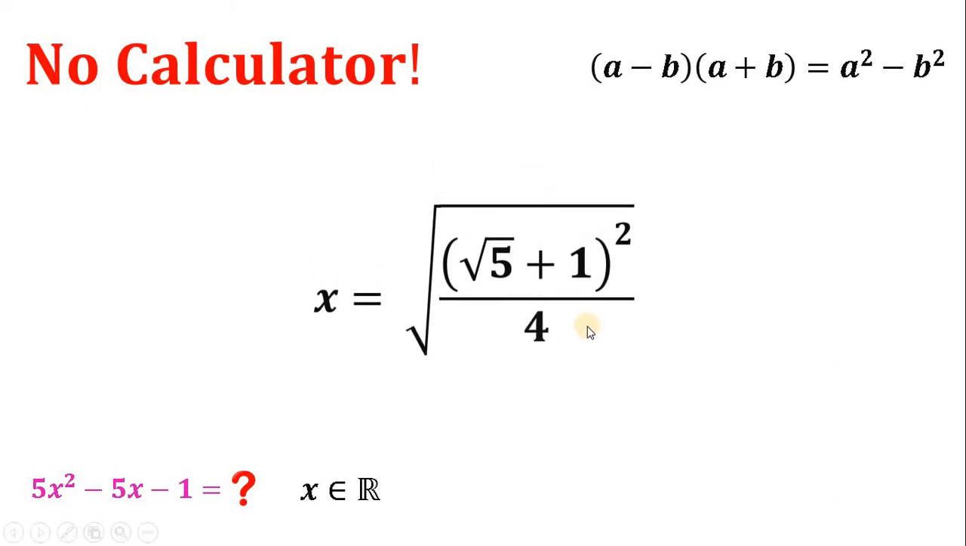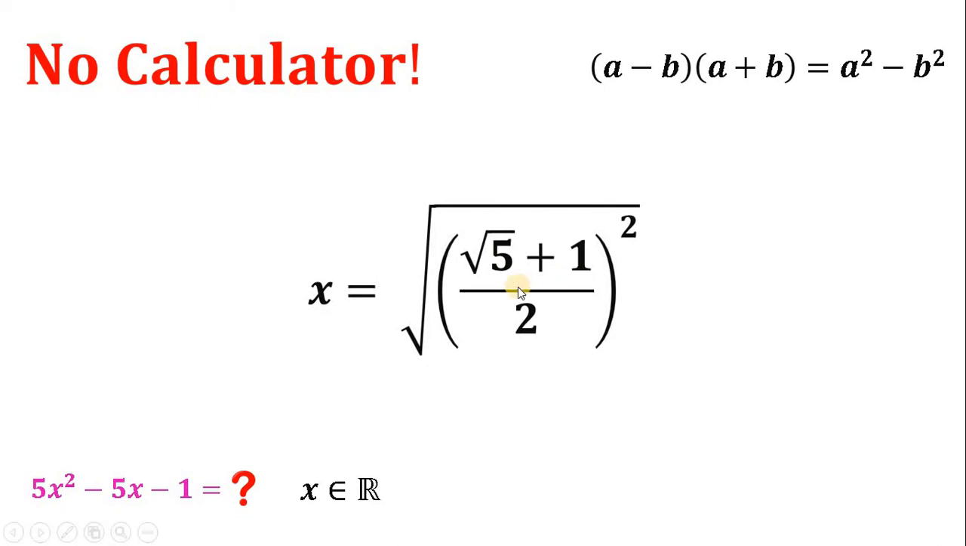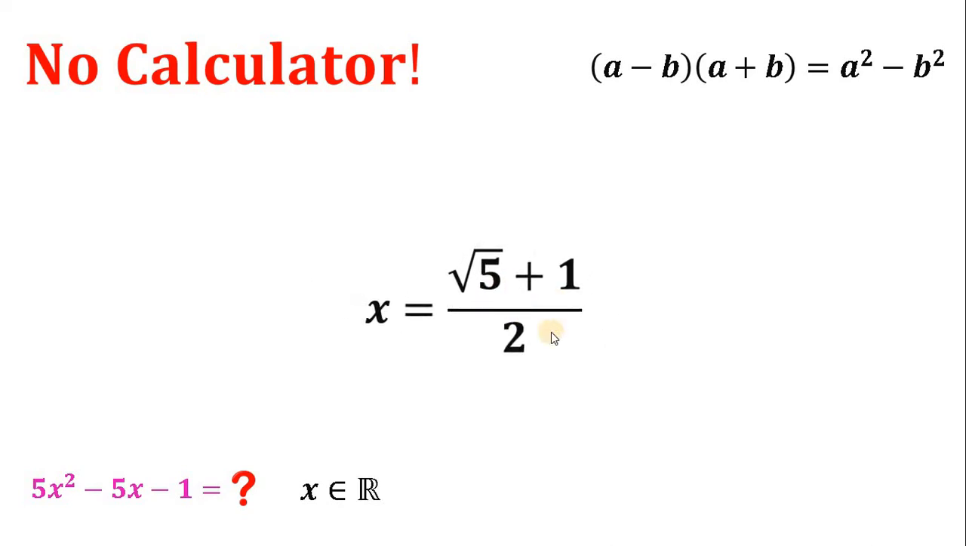And now, take note that 4 is just 2 squared. Now, we have square root of 5 plus 1 quantity squared, and the denominator is 2 squared, so we can combine them. This can be written as square root of 5 plus 1 all over 2 quantity squared. And now, the square root of a number that is squared is the number itself. So, this is just equivalent to square root of 5 plus 1 all over 2.